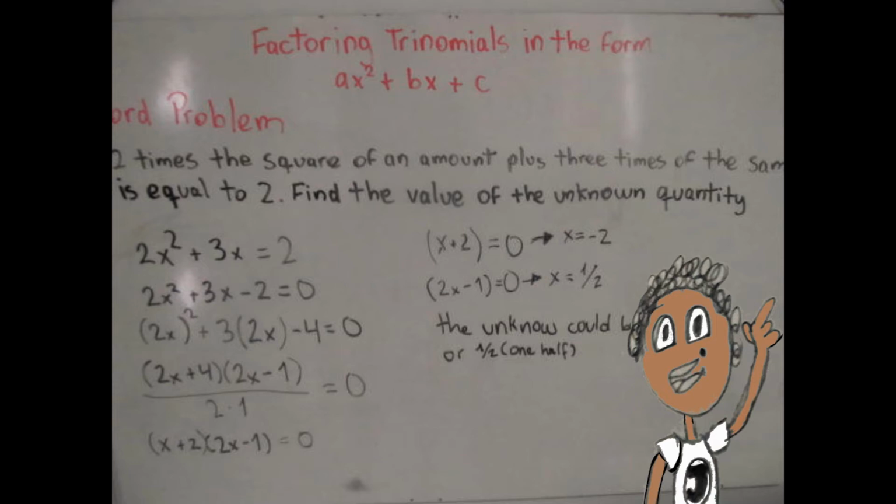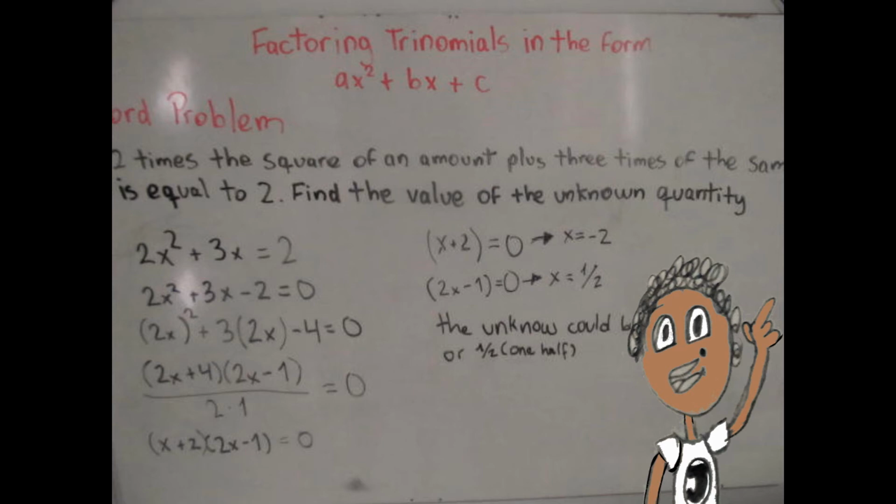So now, because we multiplied by 2x, all the expression, we have to divide it by 2. So we factor the 2 because not all the numbers are divisible by 2. So we have 2 and 1. And now we divide. 2x plus 4 over 2 is equal to x plus 2. And 2x minus 1 over 1 is the same, 2x minus 1. And that is equal to 0.